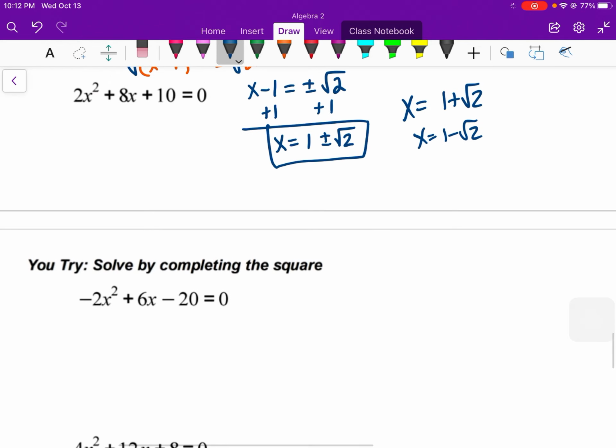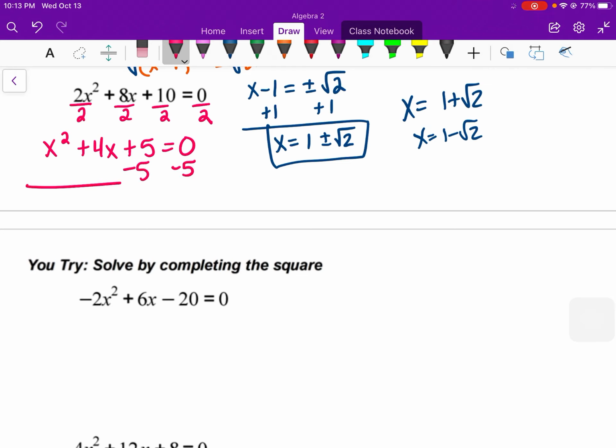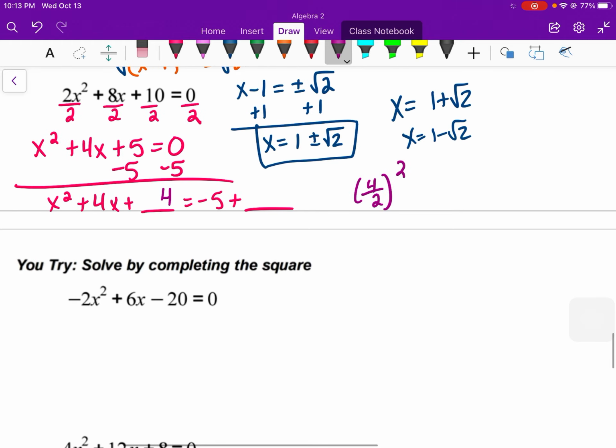All right, I'll do it one more time. So divide by a, make sure a is 1. So in this case, divide by 2. So x squared plus 4x plus 5 equals 0. Move c, so subtract 5 from both sides. x squared plus 4x plus blank equals negative 5 plus blank. Then take b, 4 divided by 2 is 2, square it, you get 4 again. Add that to both sides.